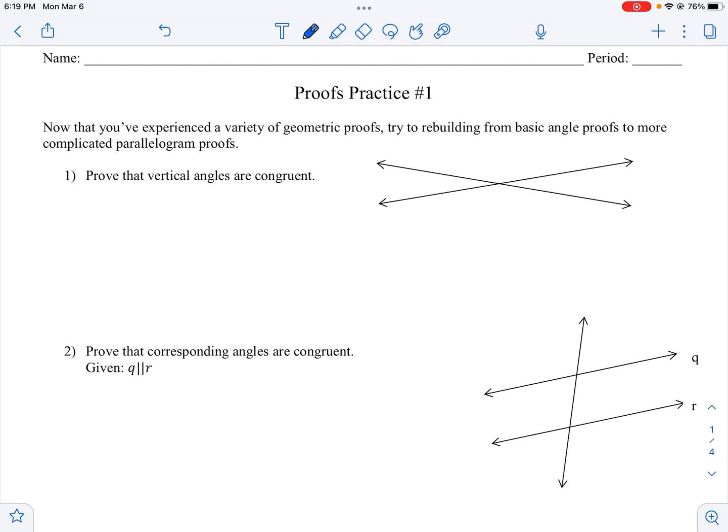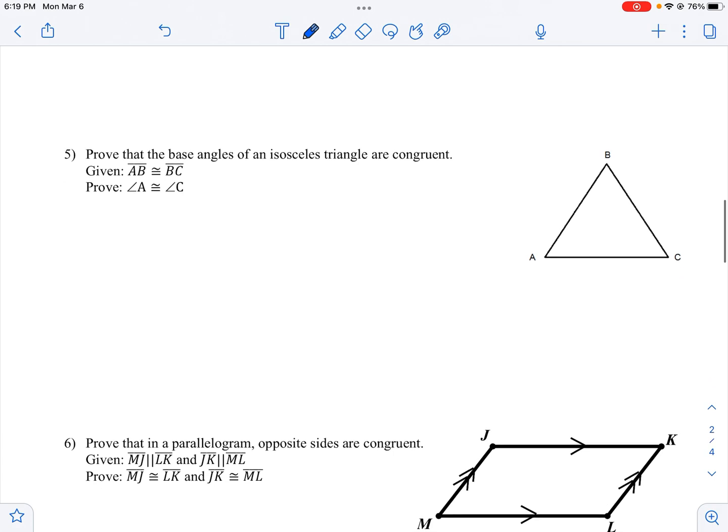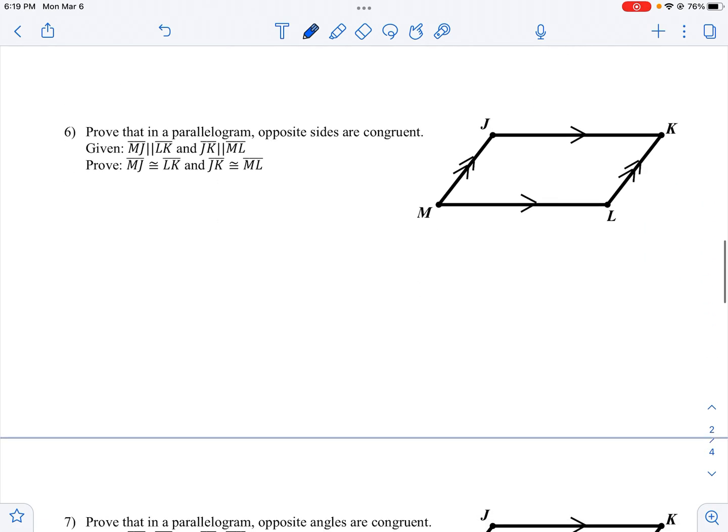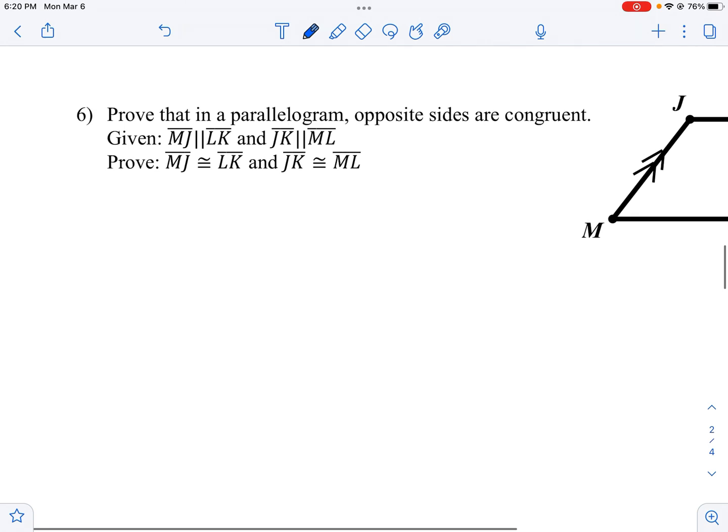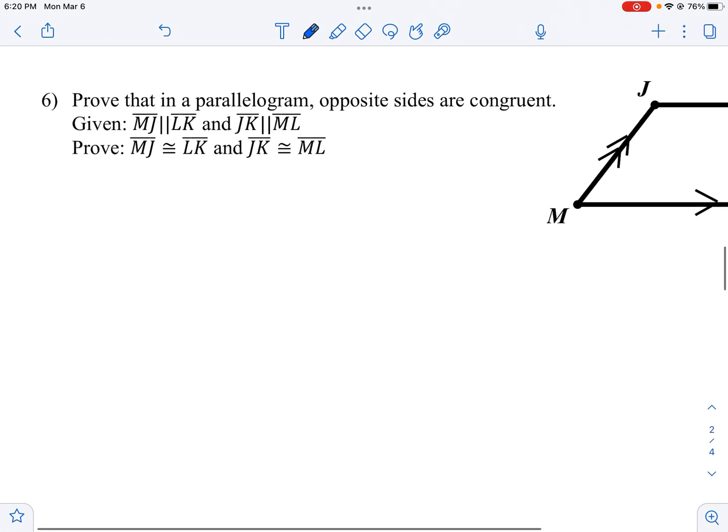And so we're actually not going to do the first few here. We're going to just do number 6, because this is an example of a level 3 kind of proof where you can prove something about a parallelogram or some other quadrilateral. Most of these are parallelograms. Let's look at this one here. We're going to prove that in a parallelogram, opposite sides are congruent, and we have our given, and we have the two things we need to prove here.